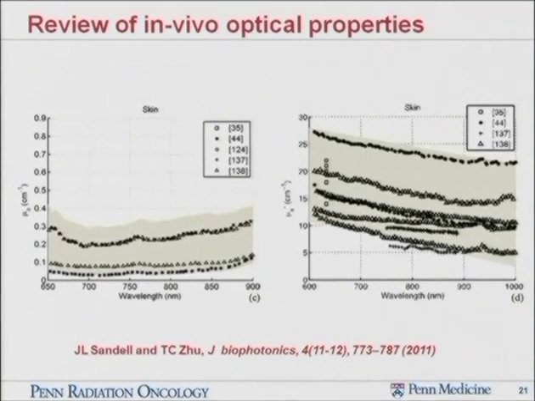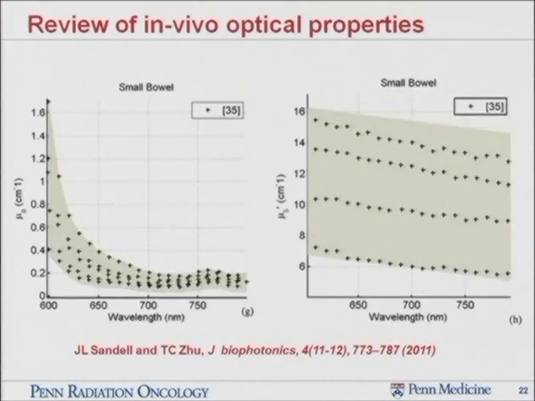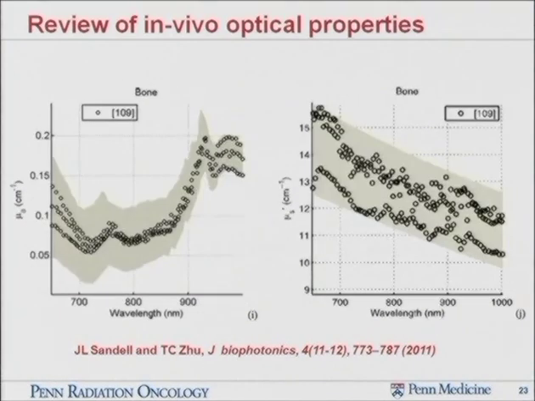And here is what happens for skin. It's a lot flatter in the existing literature, including the data from our group too. Mu-s prime is always going down like that, and the shaded area is 1 sigma. Small bowel is again similar, and there are also some measurements in bone that are summarized here.